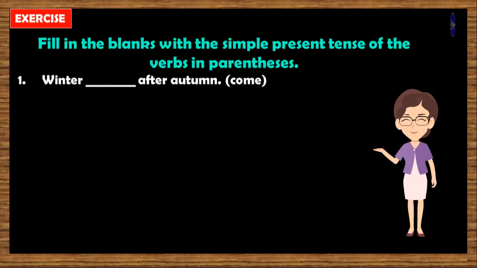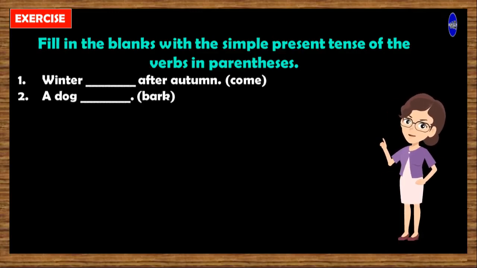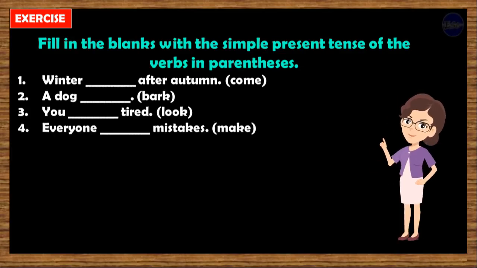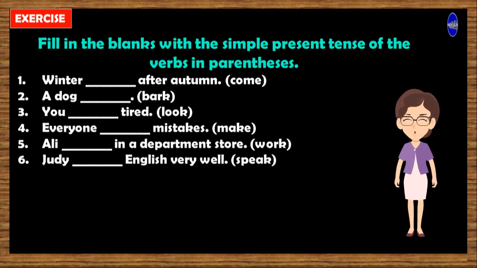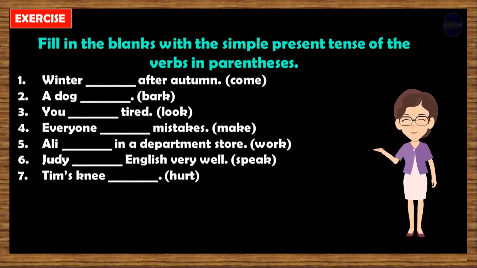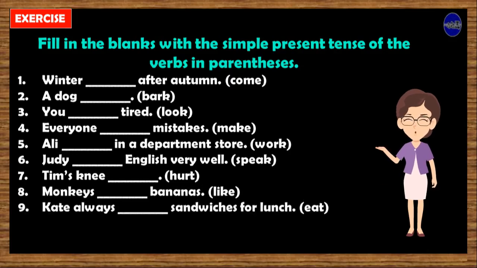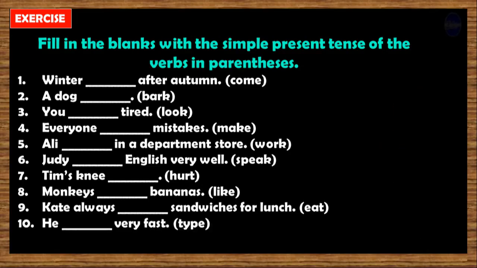1. Winter, blank, after autumn. 2. A dog, blank. 3. You, blank, tired. 4. Everyone, blank, mistakes. 5. Ali, blank, in a department store. 6. Judy, blank, English very well. 7. Tim's knee, blank. 8. Monkeys, blank, bananas. 9. Kate always, blank, sandwiches for lunch. 10. He, blank, very fast.